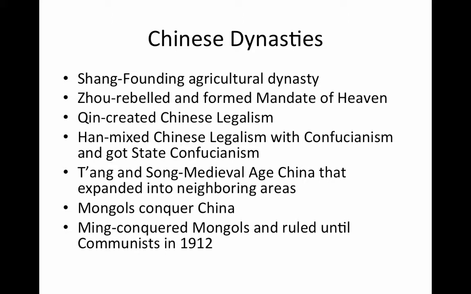During the medieval ages, we saw two major dynasties, actually three, the Tang, Song, and Sui, and they were basically ones that expanded out into neighboring areas. After that, the Mongols conquered China and established the Ming dynasty and ruled that until the Qing, who then ruled until the communists in 1912.